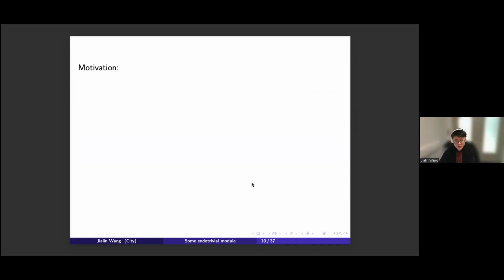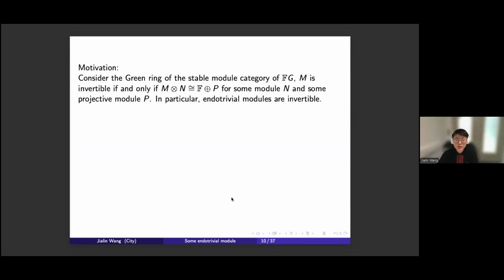Now, some motivation for studying these endotrivial modules. I want to look at the Green ring of the stable module category of FG. In the Green ring of the module category of FG, the elements inside are just modules. The plus is given by direct sum. The multiplication is given by tensor products. So they form a ring.